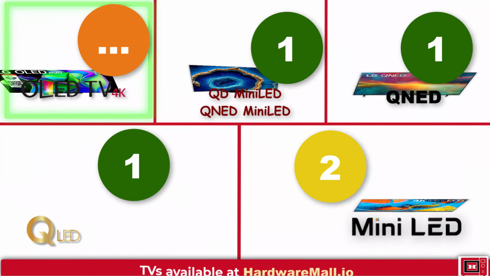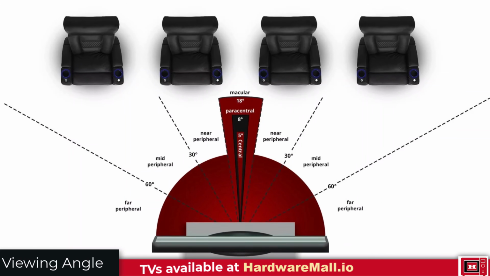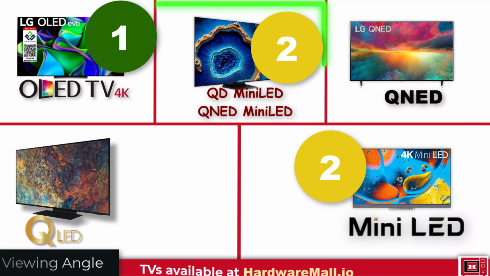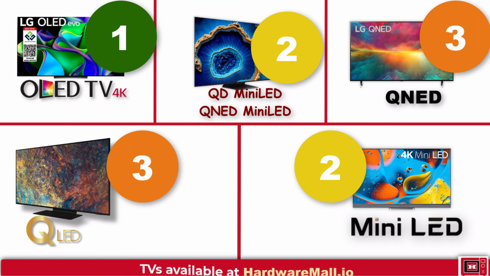When it comes to viewing angle, we're talking about how far from the center you can view a TV without the images becoming darker or washed out. OLED remains the boss with the widest viewing angle, followed by mini LED TVs, while the QNED and QLED have the least performance in this area.